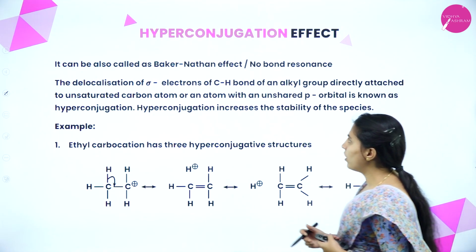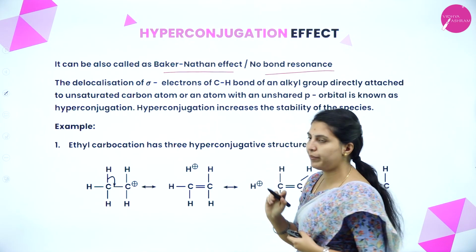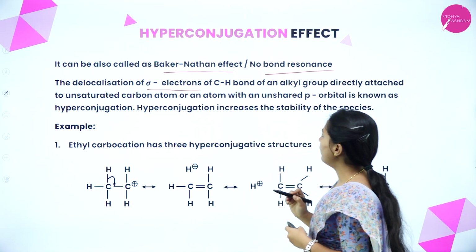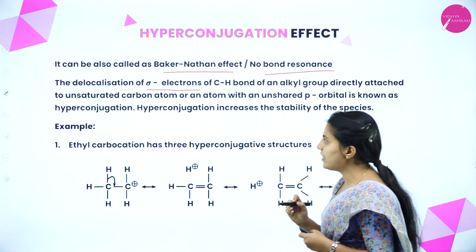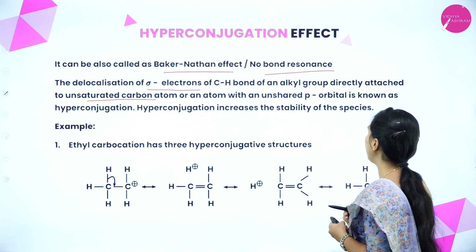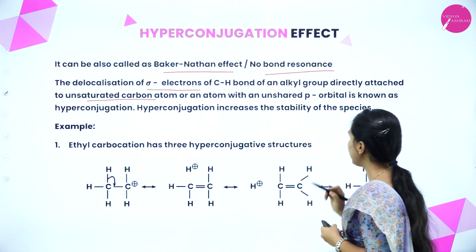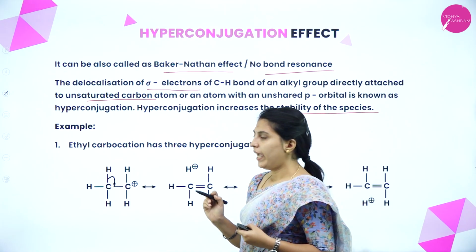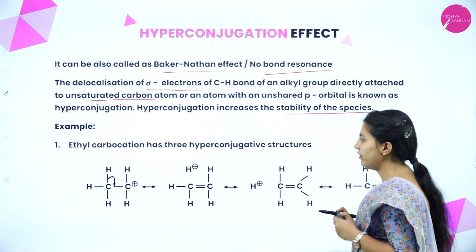It can also be called Baker-Nathan effect or no bond resonance. The delocalization of sigma electrons of CH bond of an alkyl group directly attached to an unsaturated carbon atom or an atom with an unshared p orbital is known as hyperconjugation. Hyperconjugation increases the stability of the species. Okay, see here. Example, ethyl carbocation has 3 hyperconjugative structures.